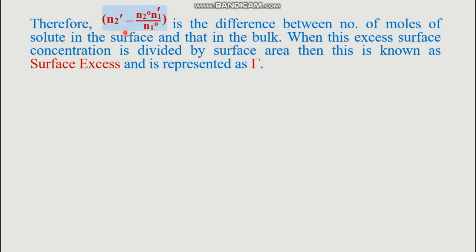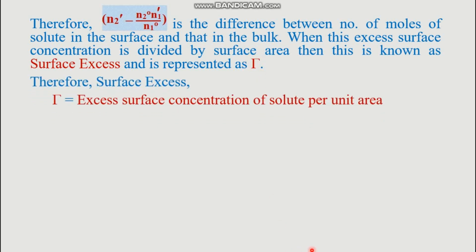So this is the difference in the solution where the surface area is S. So what should be the value per unit surface area? If you divide this whole term by S, the surface area, then you will get their difference per unit surface area, and this is known as surface excess. Therefore this term is the difference between the number of moles of solute in the surface and that in the bulk. When this excess is divided by surface area S, then this is known as the surface excess, and this is represented as gamma. This is capital letter gamma. Therefore surface excess means gamma.